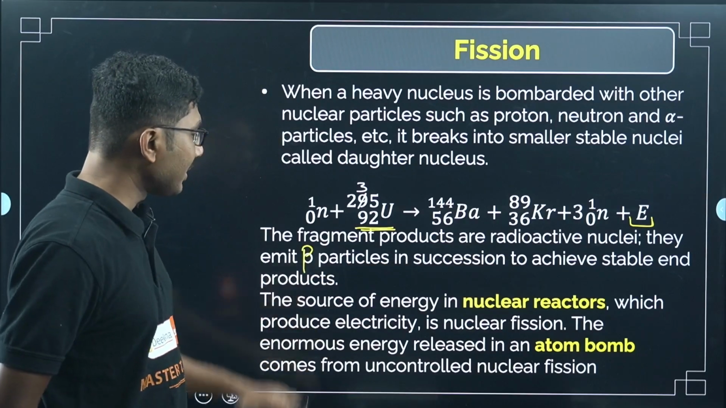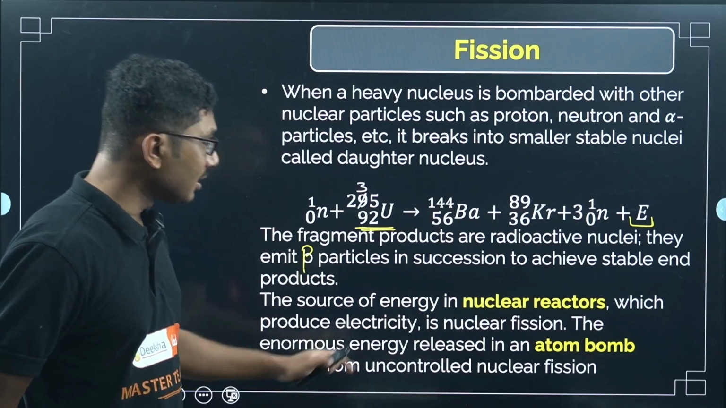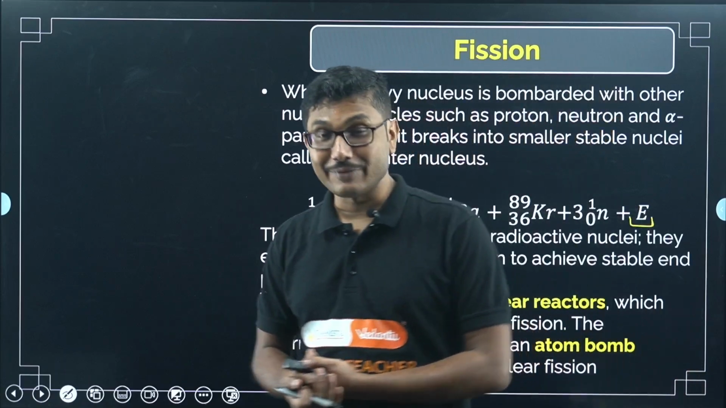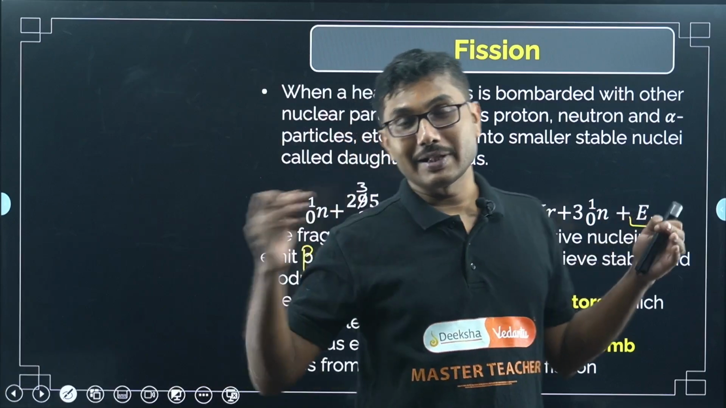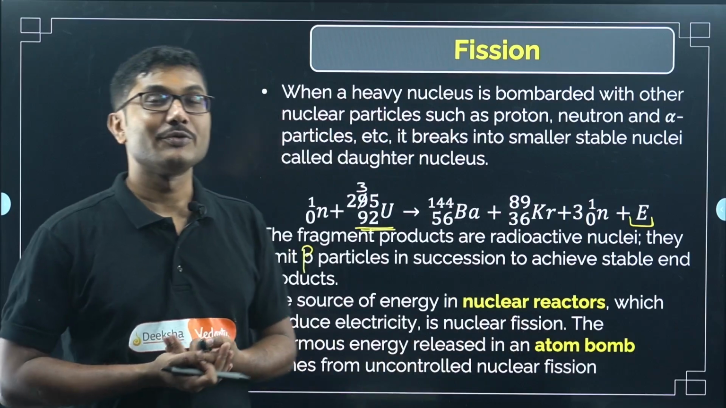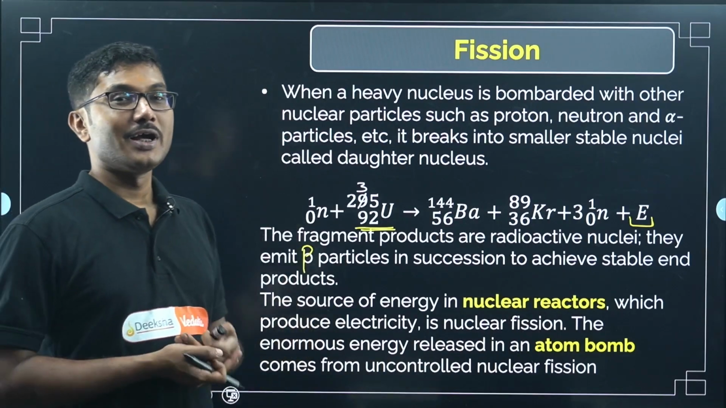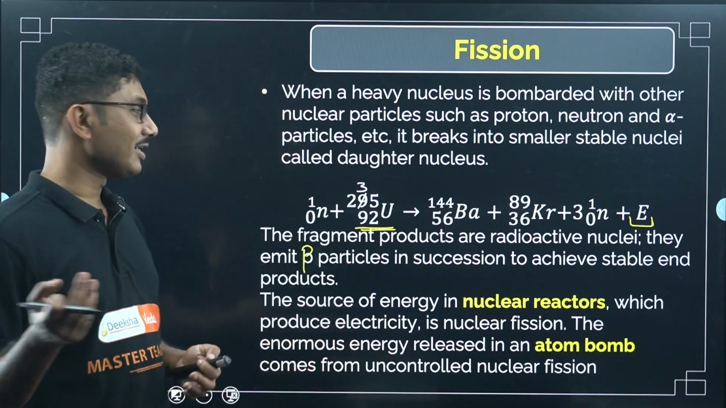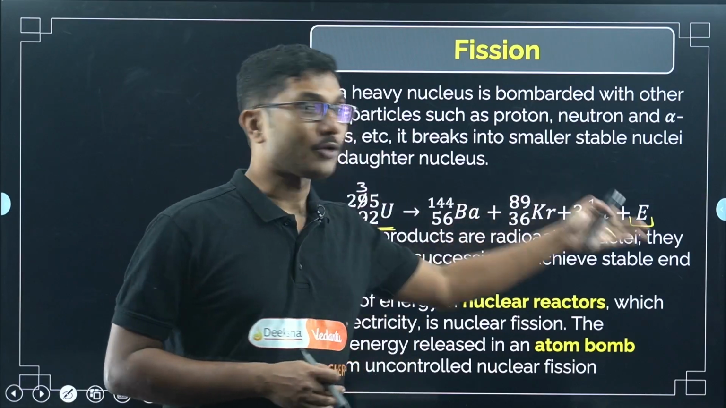The enormous energy released in the atomic bomb comes from uncontrolled nuclear fission. If you remember Hiroshima and Nagasaki, where they dropped two atomic bombs, even whenever two big countries are fighting, they always say there is a threat of nuclear bombs explosion. Even in your spy movies, people talk about nuclear bombs, nuclear warheads. They are basically nothing but this nuclear fission process.